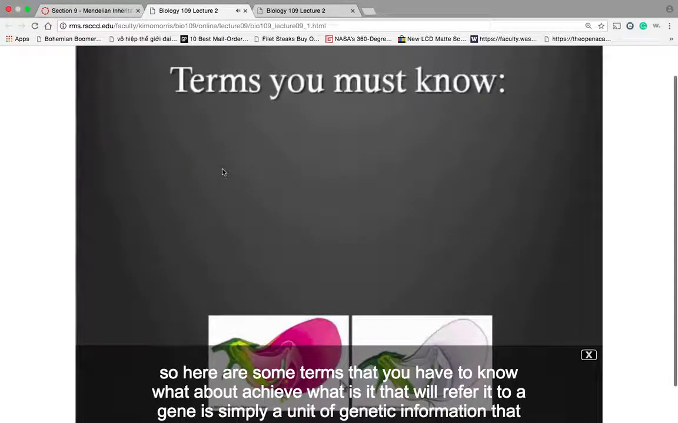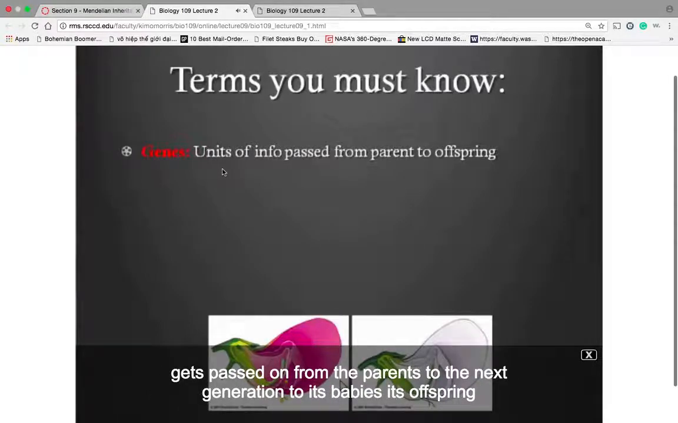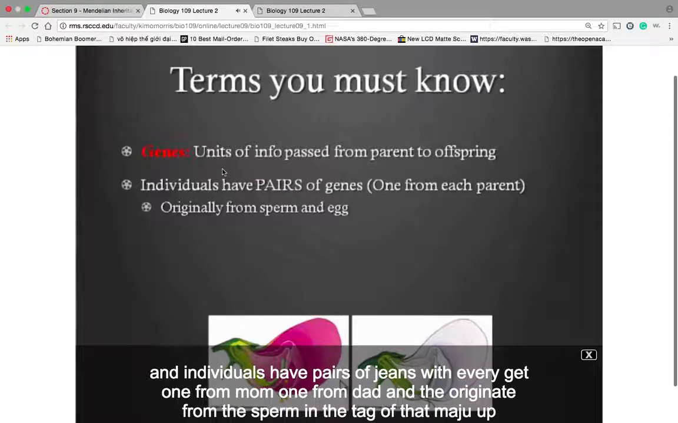So here are some terms that you have to know. What about a gene? What is it that we're referring to? A gene is simply a unit of genetic information that gets passed on from the parent to the next generation, to its babies, its offspring. And individuals have pairs of genes. Remember, you get one from mom, one from dad, and they originate from the sperm and the egg that made you up.